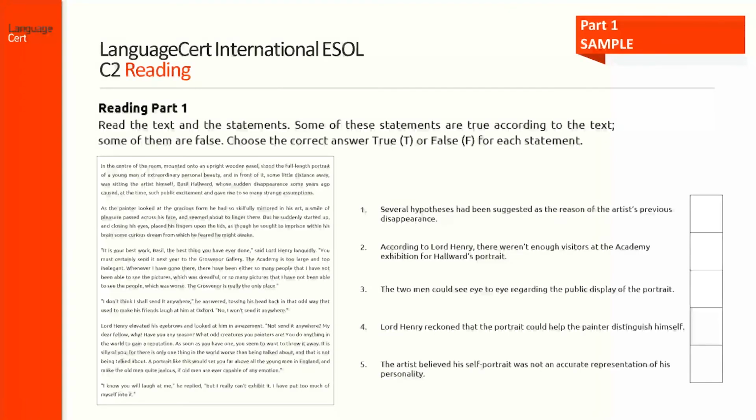This sample is taken from Part 1, where candidates are asked to read a text which may include metaphors, similes, idiomatic language, literary, narrative or academic ideas, arguments and opinions. Then they are presented with 5 sentences to identify true and false statements about the text.